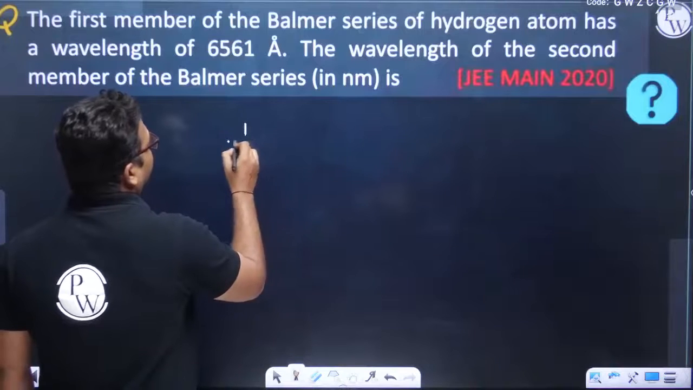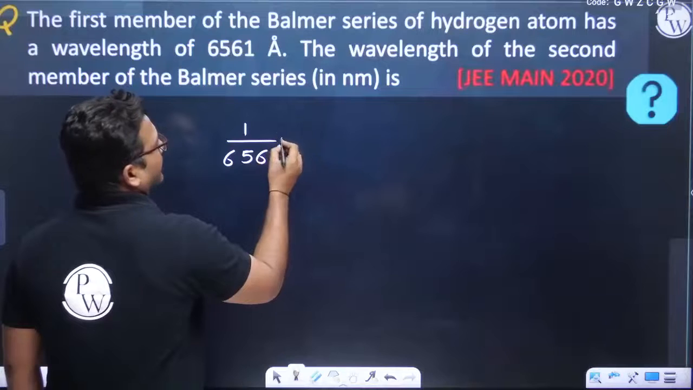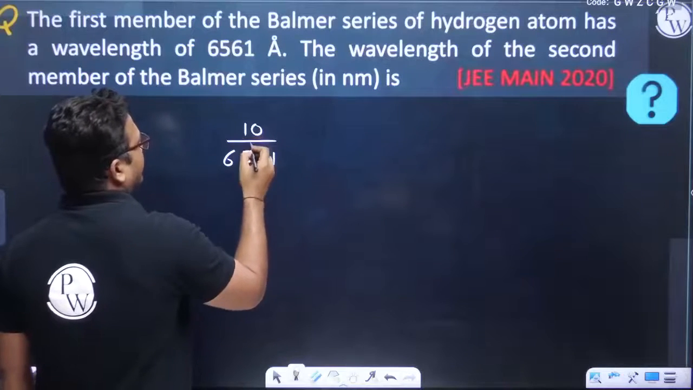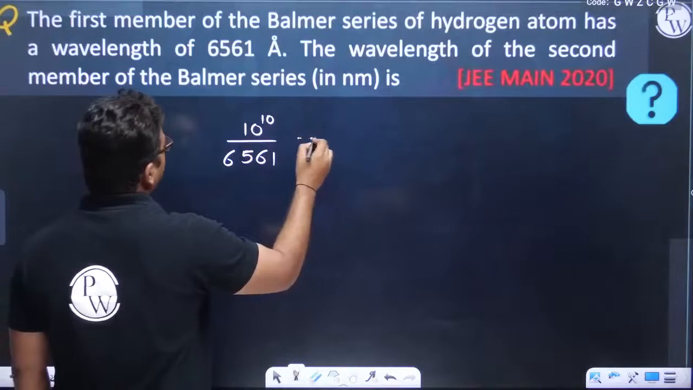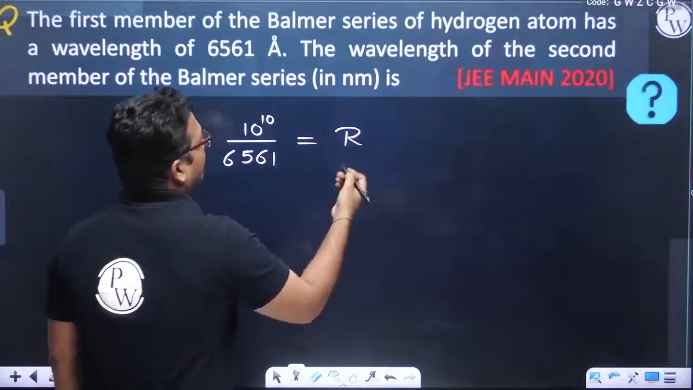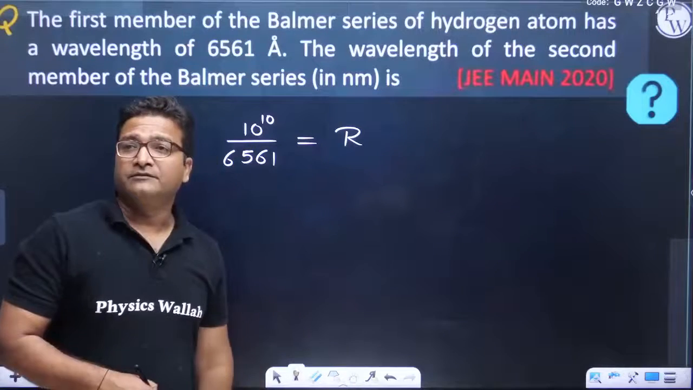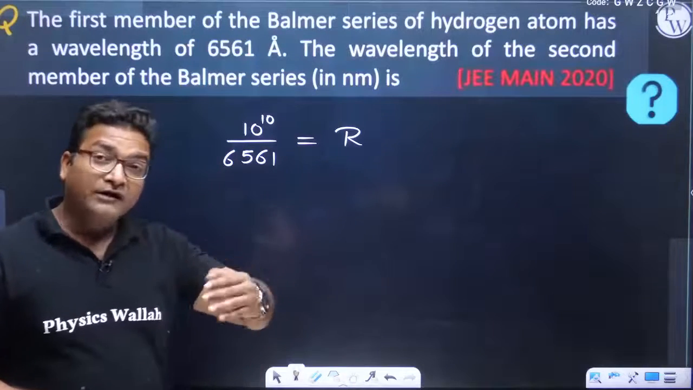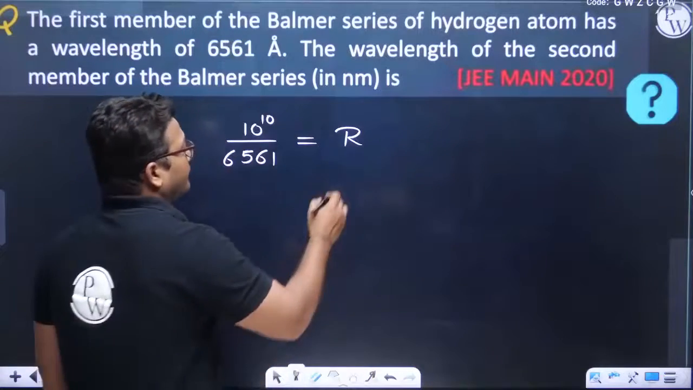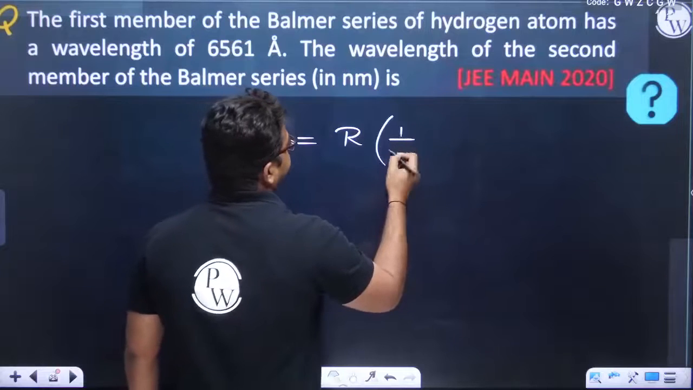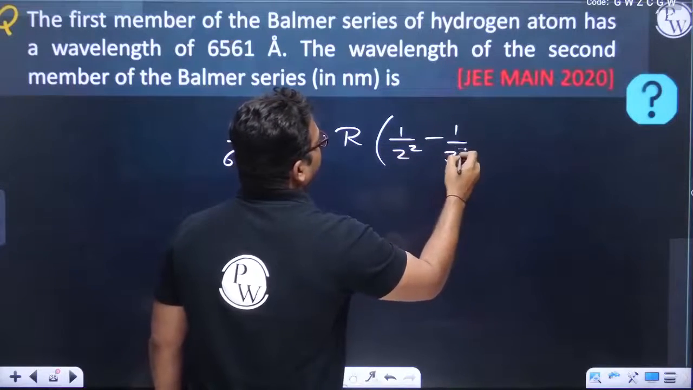The wavelength is 1 over 6561 angstrom. Let's convert this into meters, and we will have 10 to the power 10 in the numerator, times equals R. And as it is the first member of Balmer, it means the electron is jumping from n equals 3 to n equals 2. So we will have here 1 over 2 square minus 1 over 3 square.